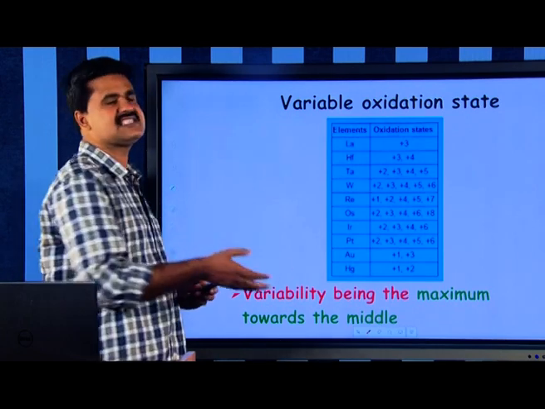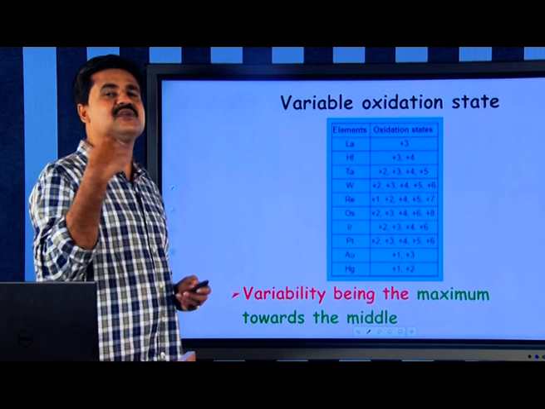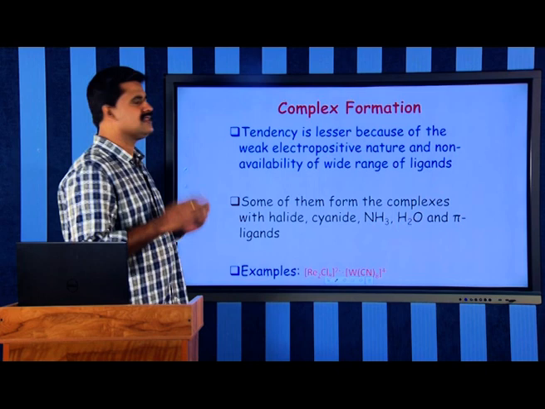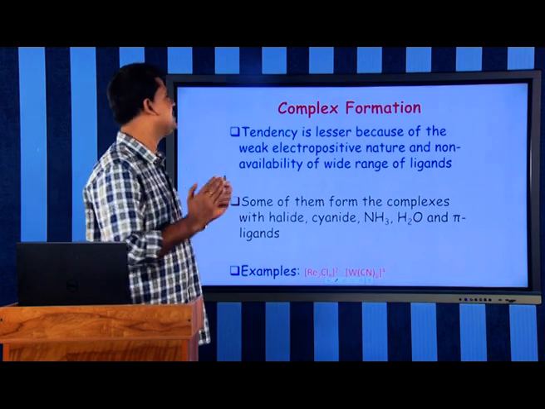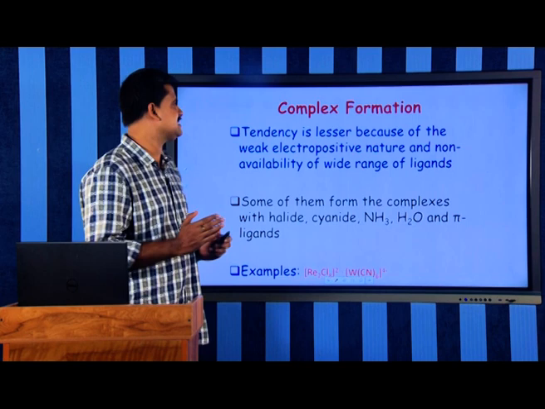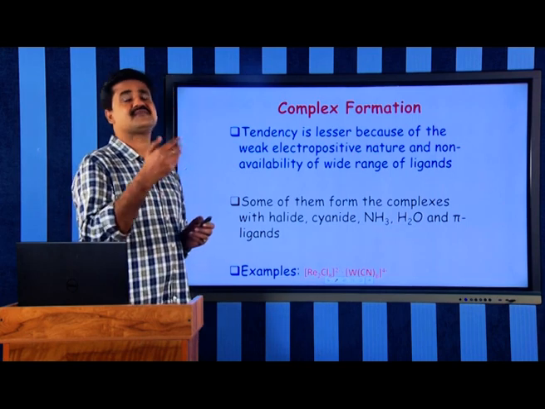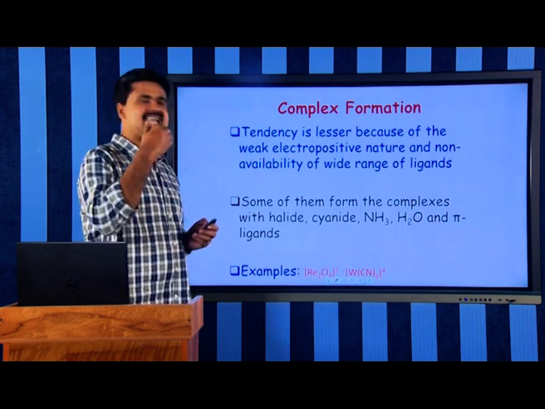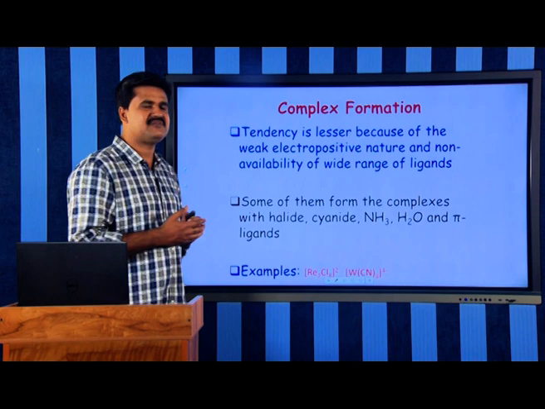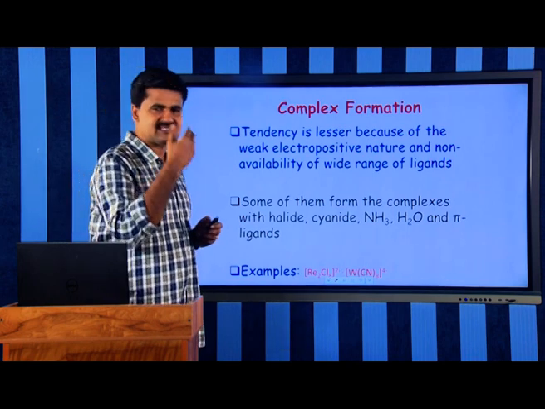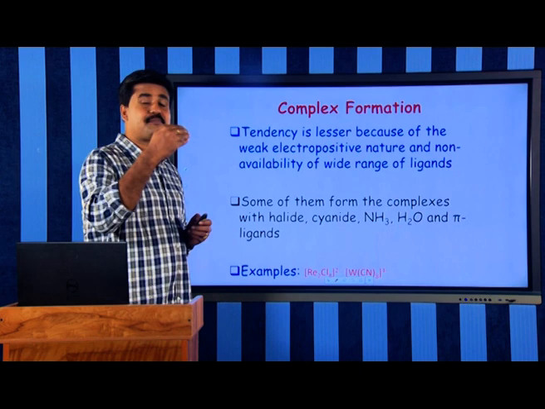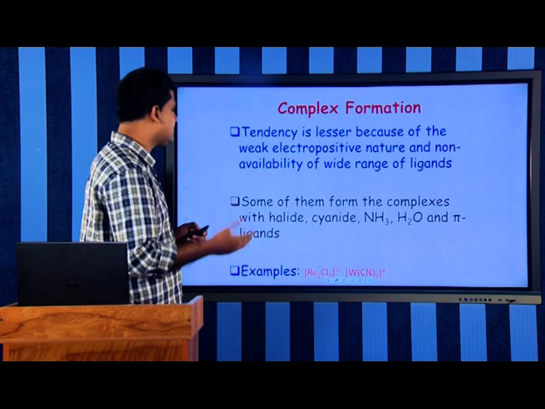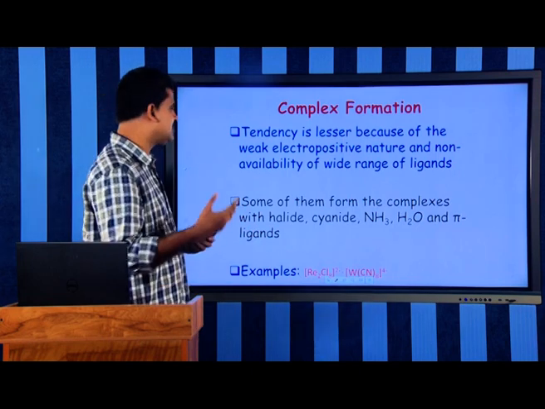Even though all the oxidation states are not equally stable, higher oxidation states have more stability over lower oxidation states. Then another characteristic feature is the complex formation tendency. The complex formation tendency of the 5d series is comparatively less when compared with the 3d series. This is attributed to weak electropositive nature. Since electropositivity is low, the metal is not perfectly able to receive or attract the electron pairs donated by the ligand. However, some complexes are reported.